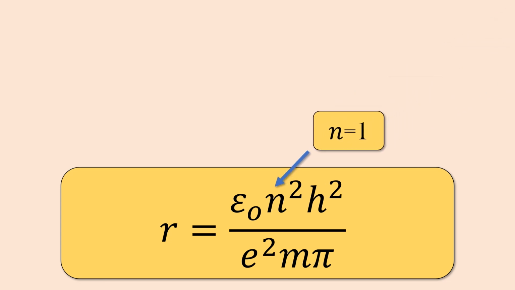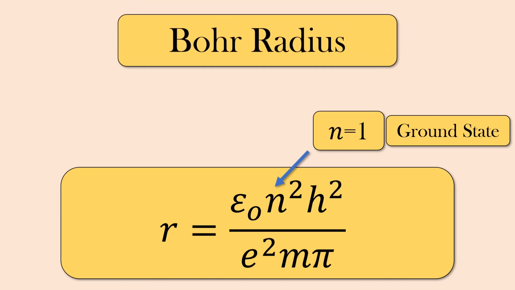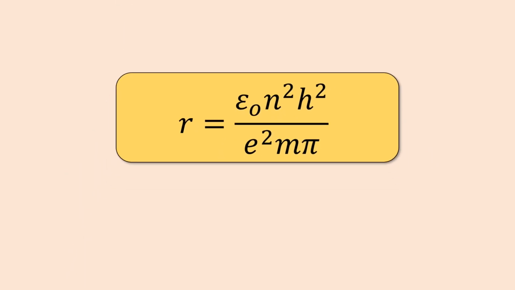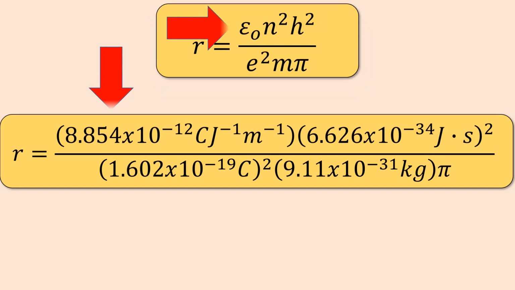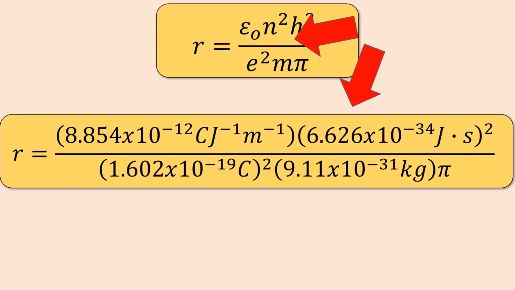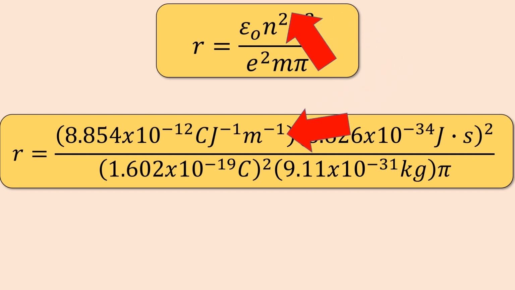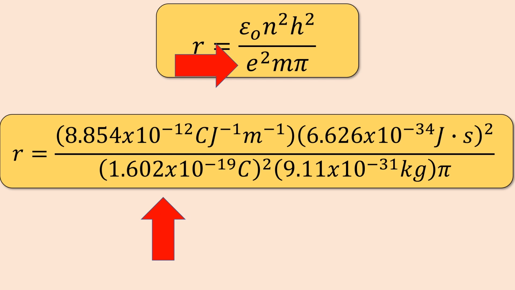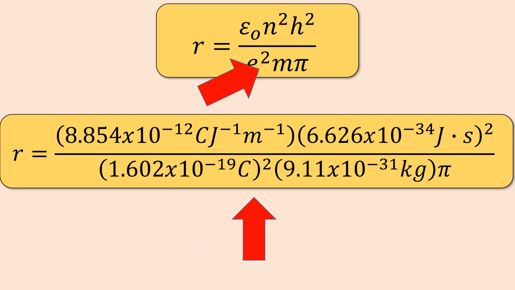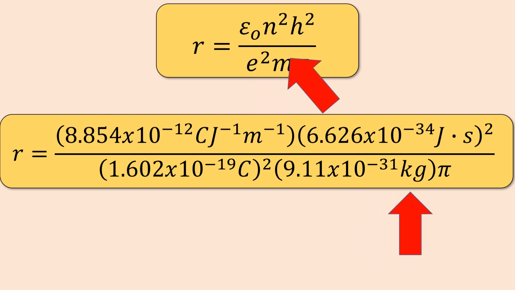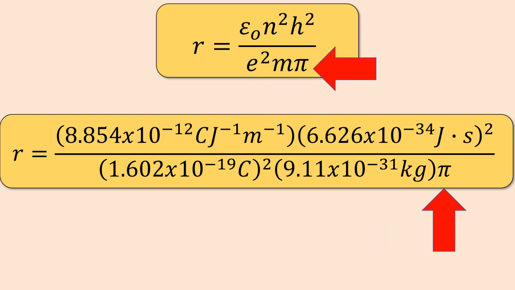N equals 1 would be called the ground state, and also called the first Bohr radius. Epsilon is the permittivity of free space constant. H is Planck's constant. E is the charge of an electron. And m is the mass of the electron. Pi is also in the denominator.